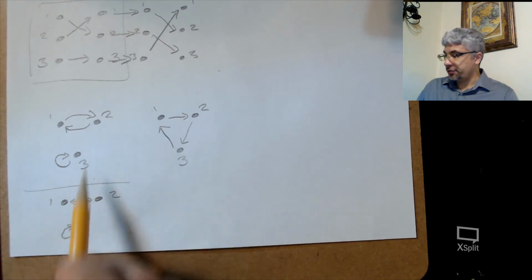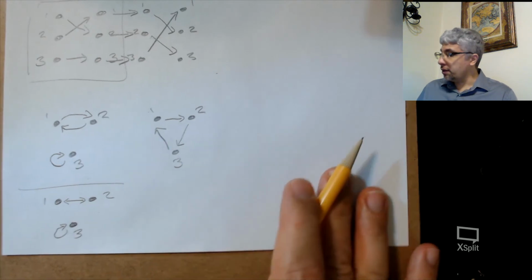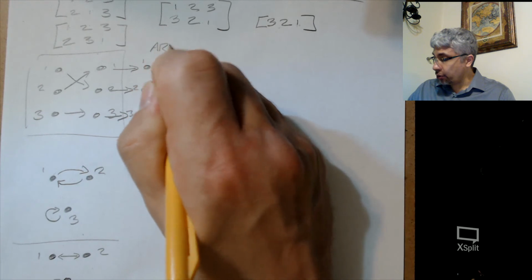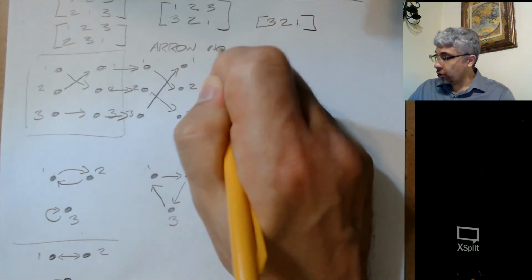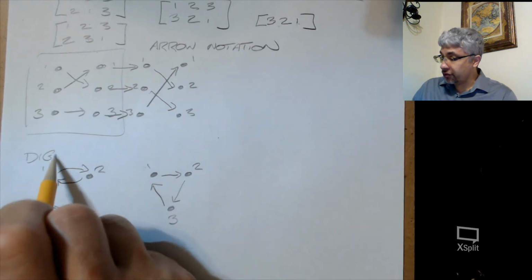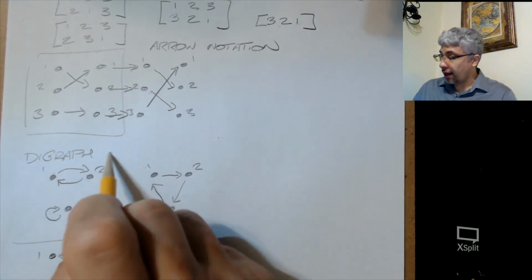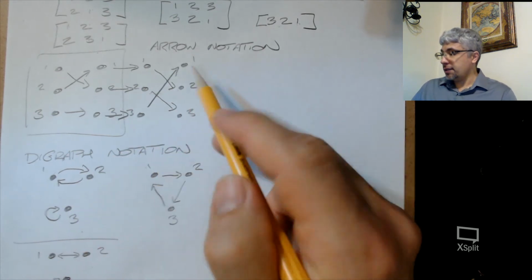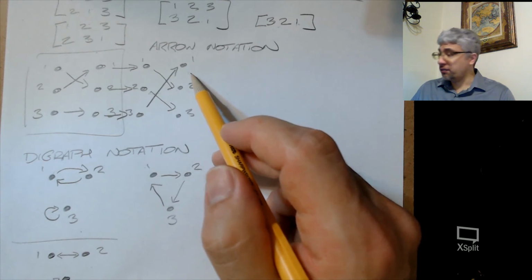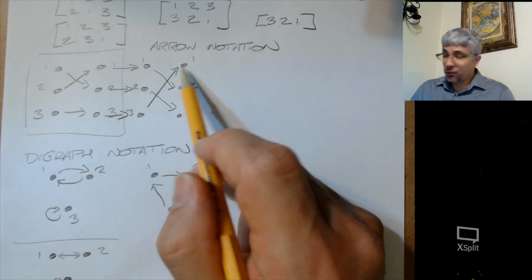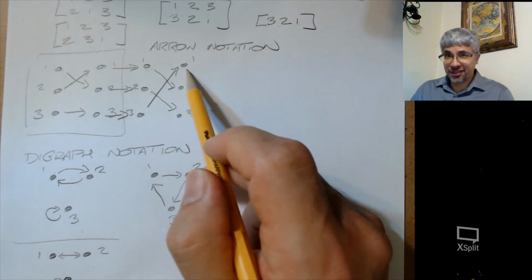Some people might like this one, some people might like that one, but let's give names to these. So I'd call this arrow notation. And I call this digraph notation, for directed graph. Now you might say, okay, isn't this technically a directed graph? Yeah, but this one is not the same as this one, so we have to be careful. We're not identifying this vertex with this vertex, so there's something a little bit different here.